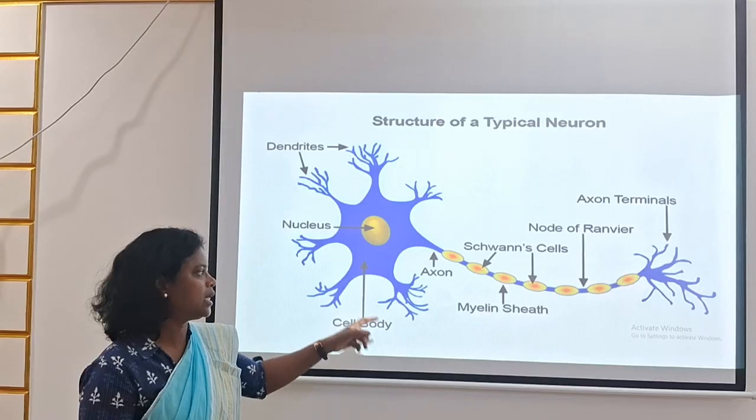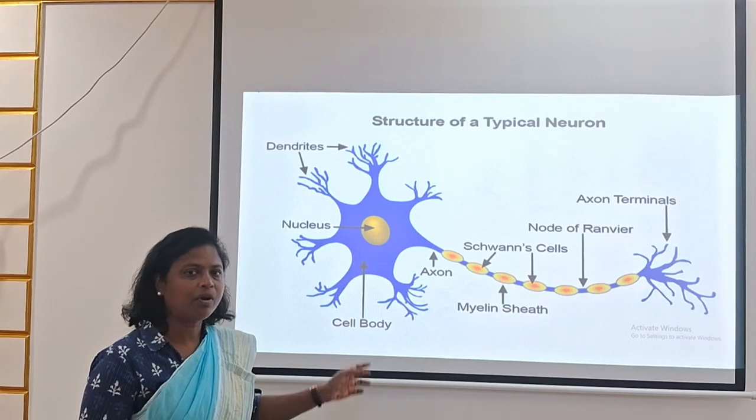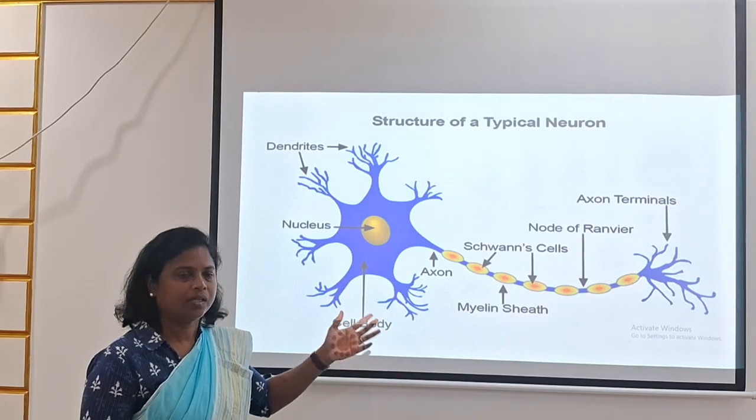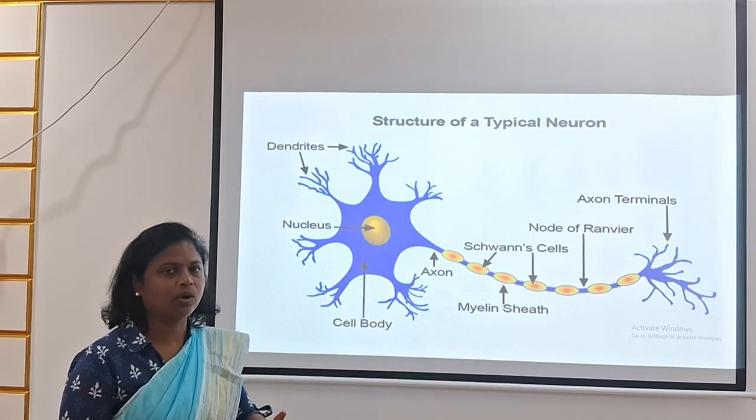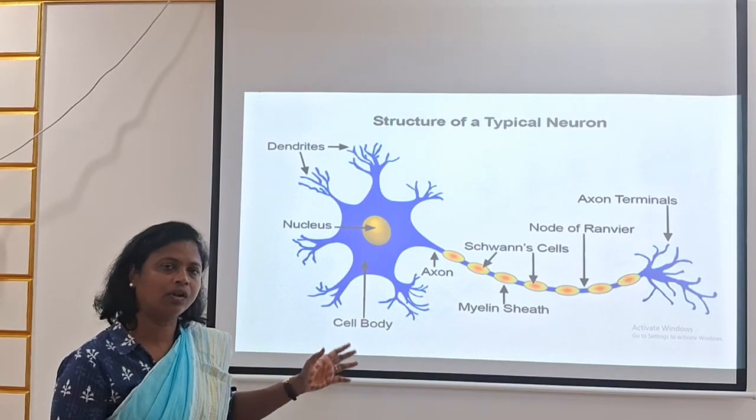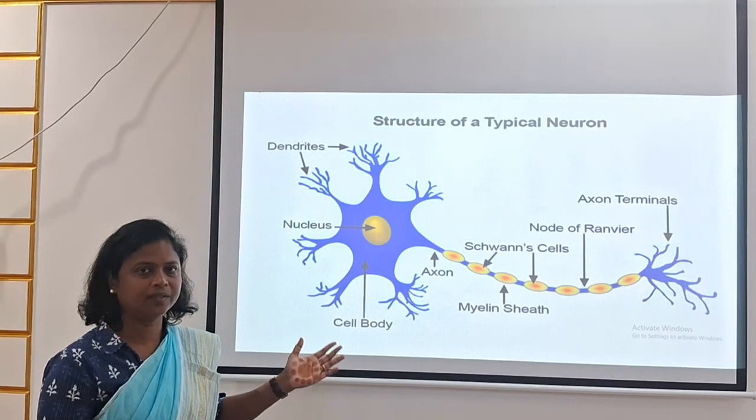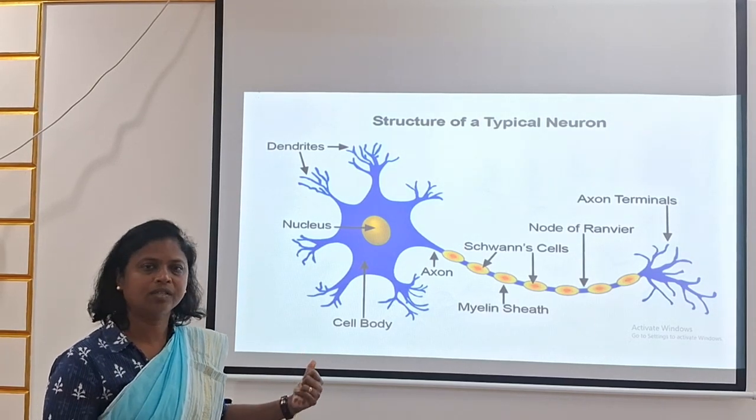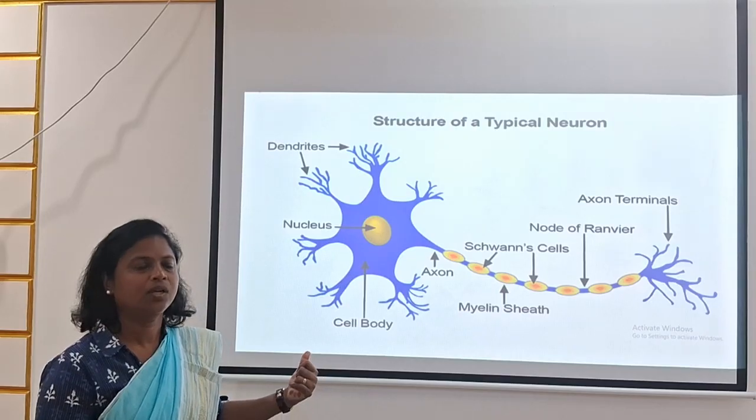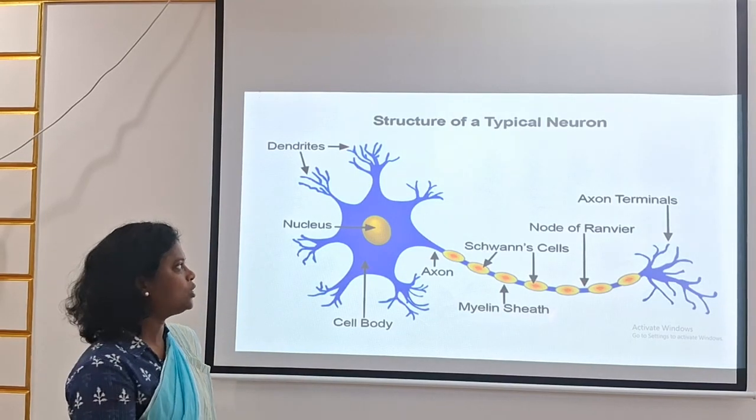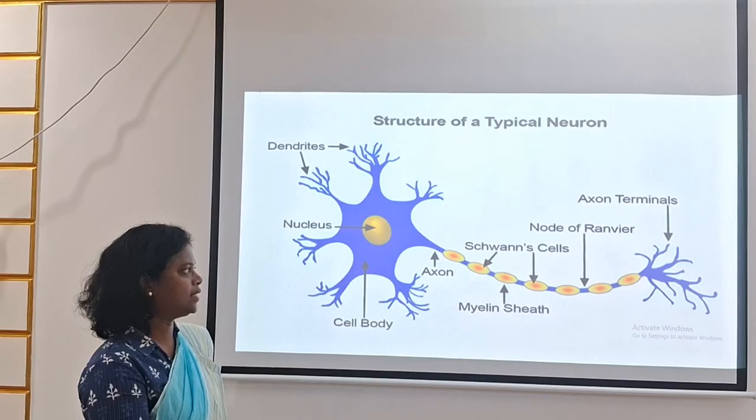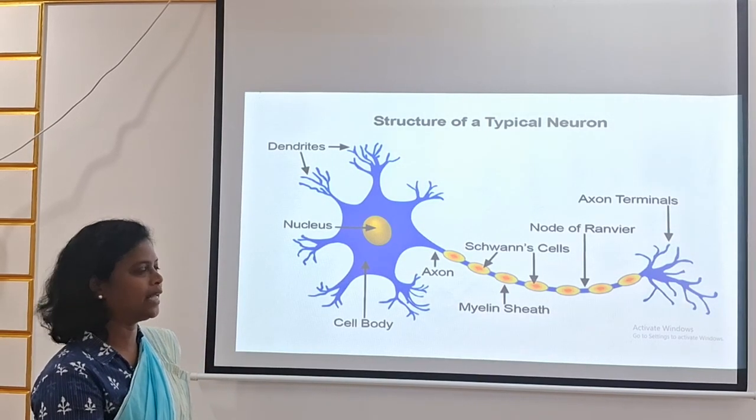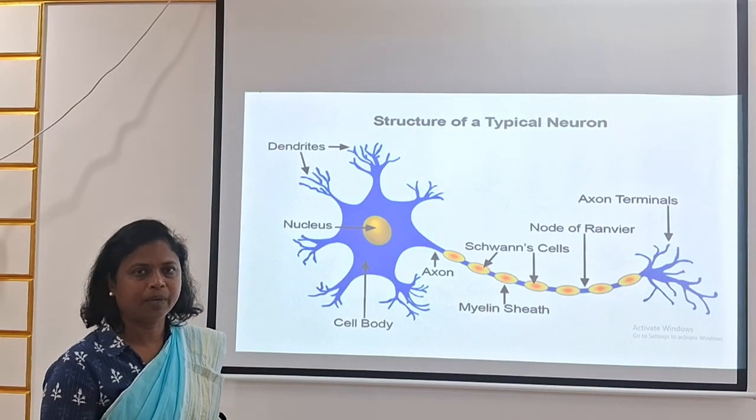This axon is covered with a myelin sheath. Some of the neurons will have this myelin, which insulates the axon so that the impulse will not leak out of the neuron cells. Some of the cells are non-myelinated. So the neurons which have myelin are called myelinated neurons, and the neurons which do not have the myelin are called non-myelinated neurons. And also the neuron consists of the Schwann cells, nodes of Ranvier and axon terminals, which are projected into different parts of the body.